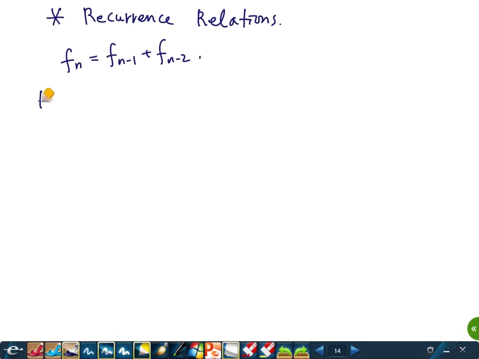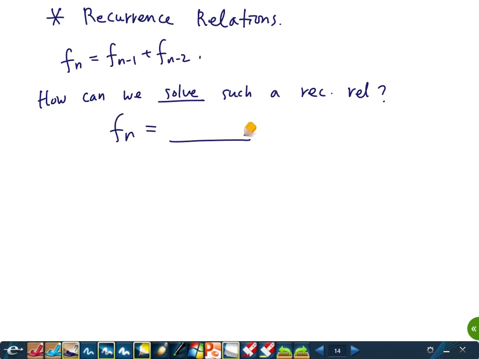How can we solve such a recurrence relation? First, we have to define what I mean by solve. Solve means F_n equals something involving only n without using these previous terms. Like before, in the previous example, a_n equals 2 to the n minus 1. This meant that by solving this recurrence relation, we write an explicit formula for a_n without using previous terms. We saw in the previous page, the example is 2 to the n minus 1.